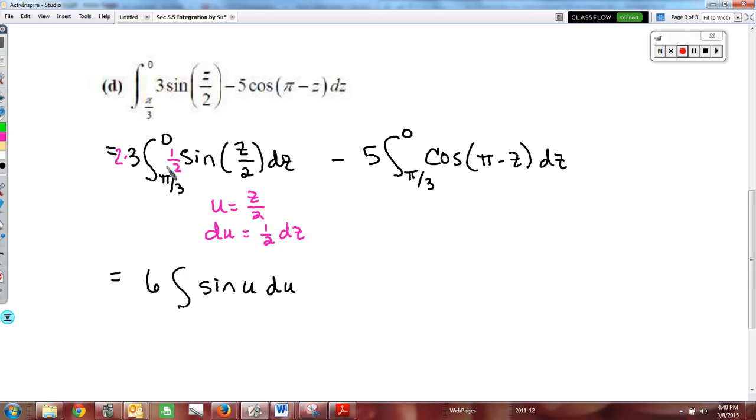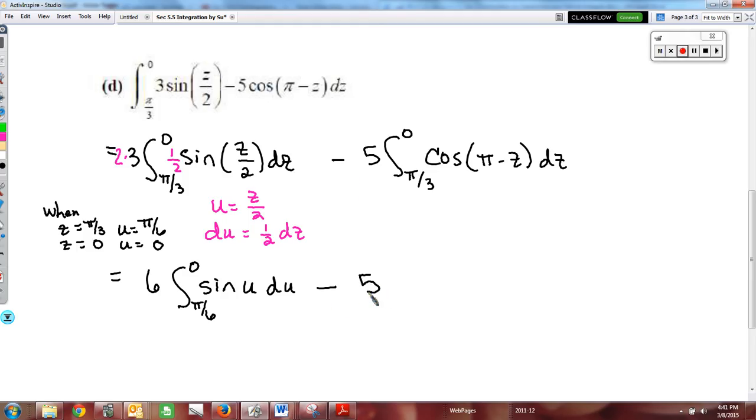Now I need to, in this problem, switch my bounds. So when, let me just fit it in over here, when z equals pi over 3, u is going to be pi over 3 over 2 or pi over 6. And when z equals 0, u is going to be equal to 0. So I do change my bounds. Okay. Now we come over here to the next part. We're going to continue the problem.